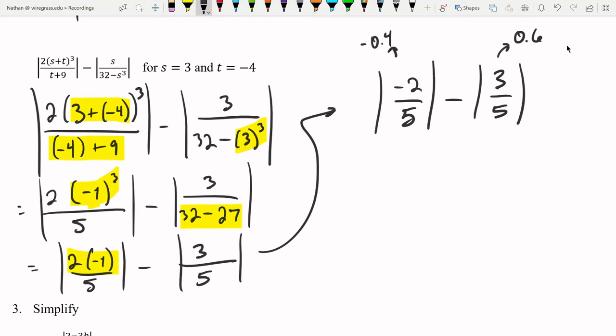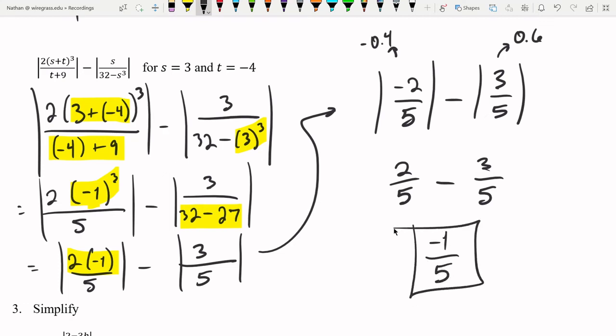It's negative 2 over 5. The absolute value of negative 2 over 5 is 2 over 5 units away from 0, so it's just going to be 2 over 5. And the absolute value of 3 over 5 is just 3 over 5. These have common denominators, so we can subtract the numerators. 2 minus 3 is negative 1 over 5.